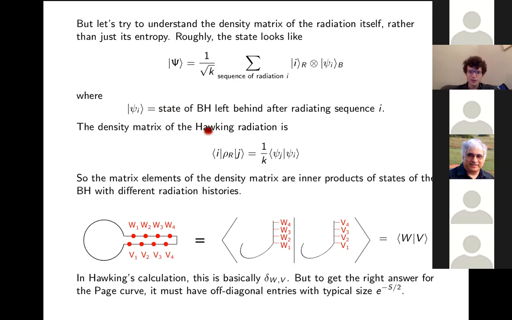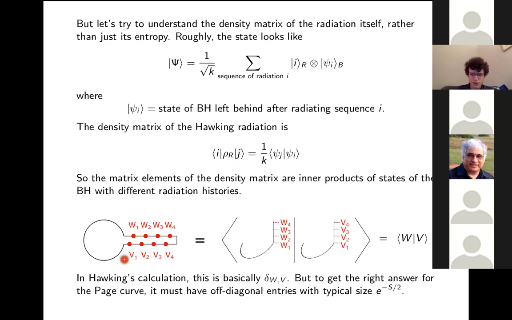So the density matrix of the Hawking radiation, if we just compute the partial trace of this with this state, the matrix elements of the density matrix of the Hawking radiation rho R are given by inner products of these states psi I and psi j. So the matrix elements of the density matrix are inner products of states of the black hole with different radiation histories. The words here are kind of awkward, but hopefully the point is clear. To compute the matrix element of the density matrix, you need to compute an inner product of different states of the black hole that correspond to different Hawking radiation histories.